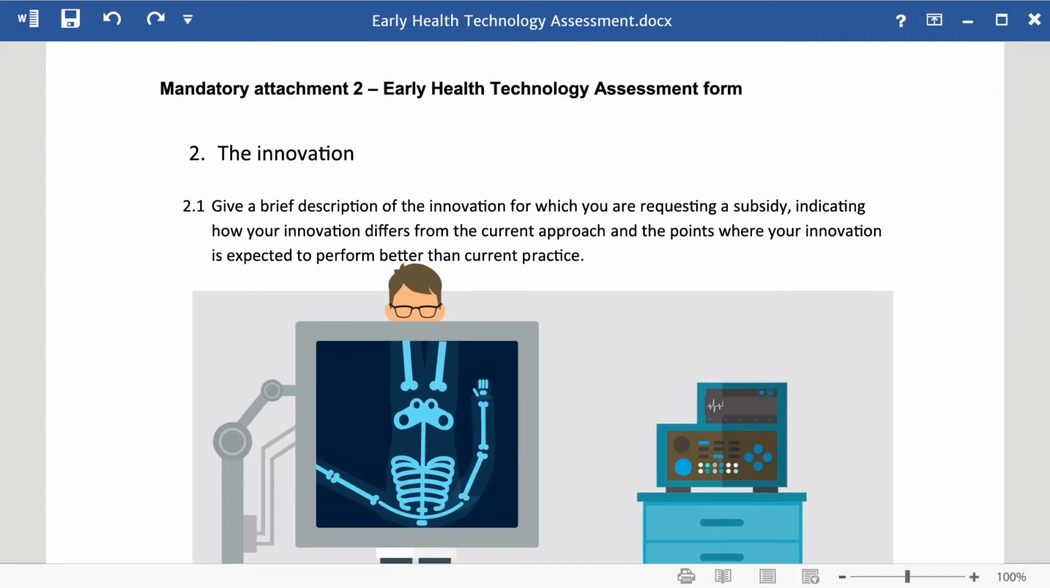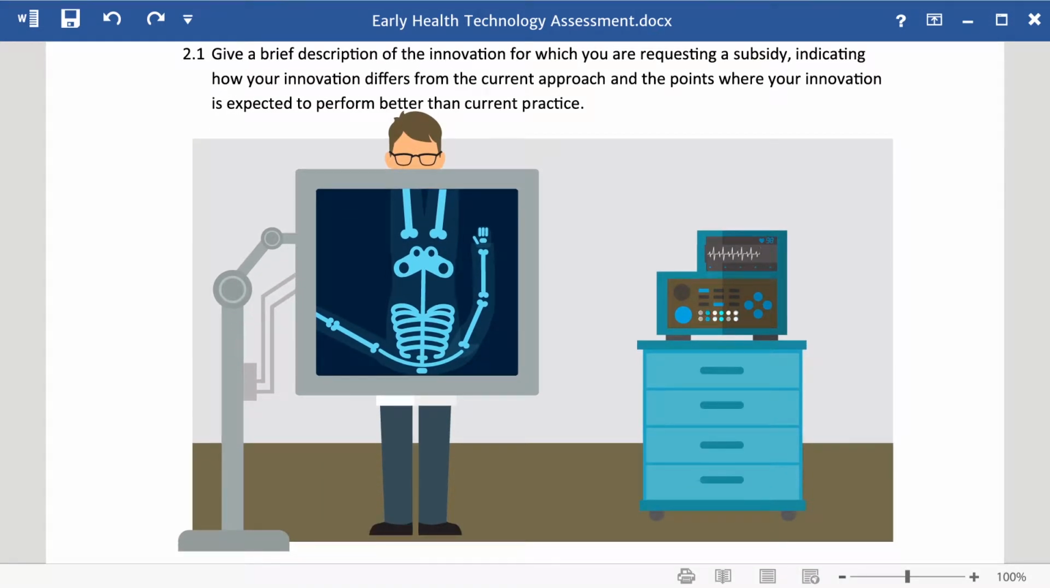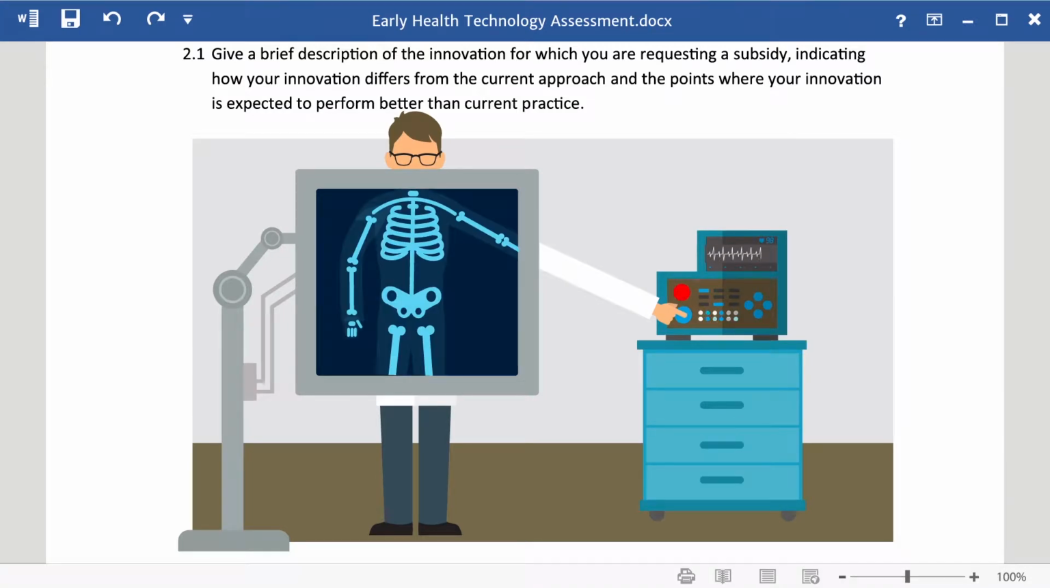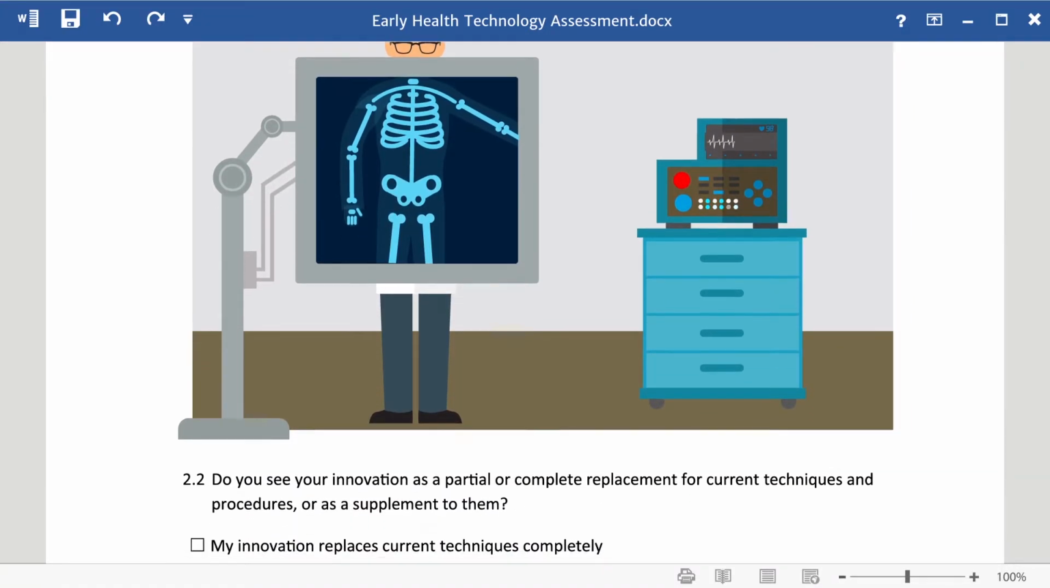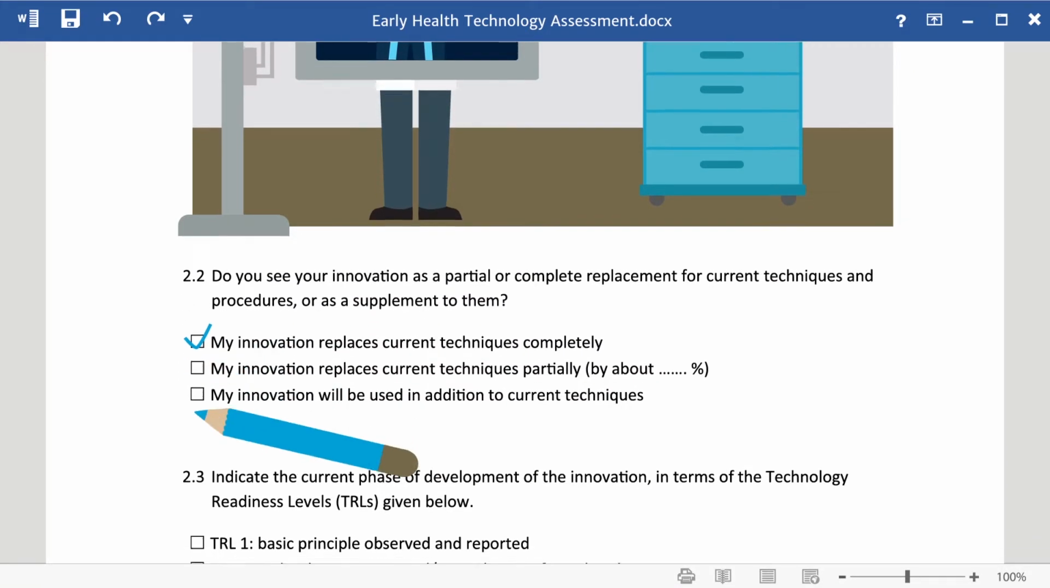Now the shortcomings are outlined, Section 2 will guide you through some questions concerning your innovation. To get an idea of the potential value of your innovation, it is important to know how it will be used in practice.